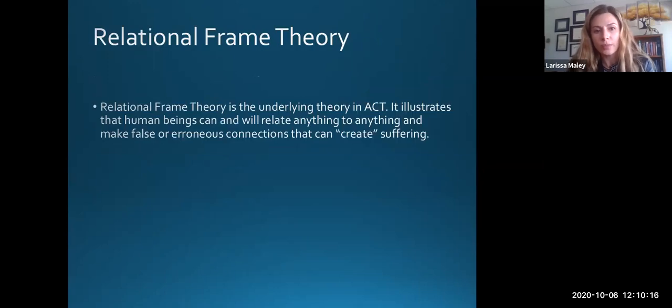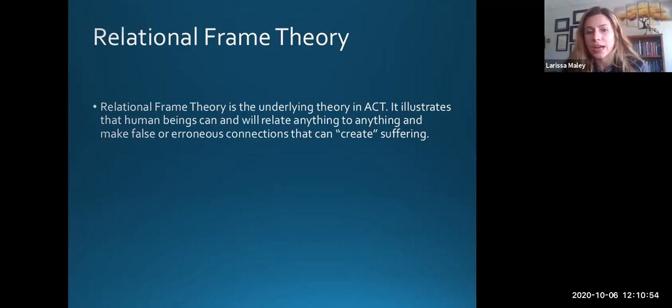So where does it come from? Its foundation is this thing called relational frame theory, which, for those of you that might not be familiar, is one of the theories that is under a lot of our exposure treatments. So in treating things like specific phobias, panic disorder, PTSD, we use exposure techniques, which is about helping people to approach what they're afraid of rather than avoid it. And those all stem from this relational frame theory.